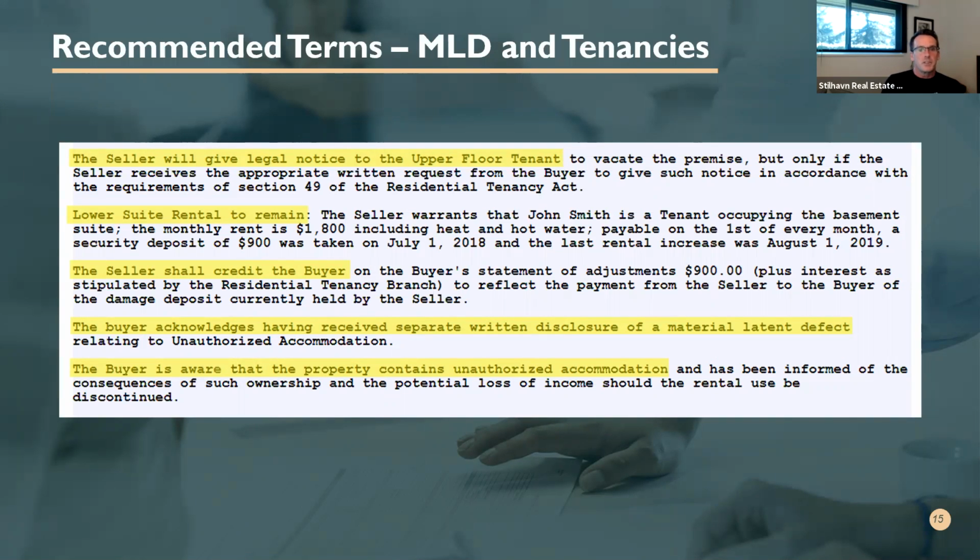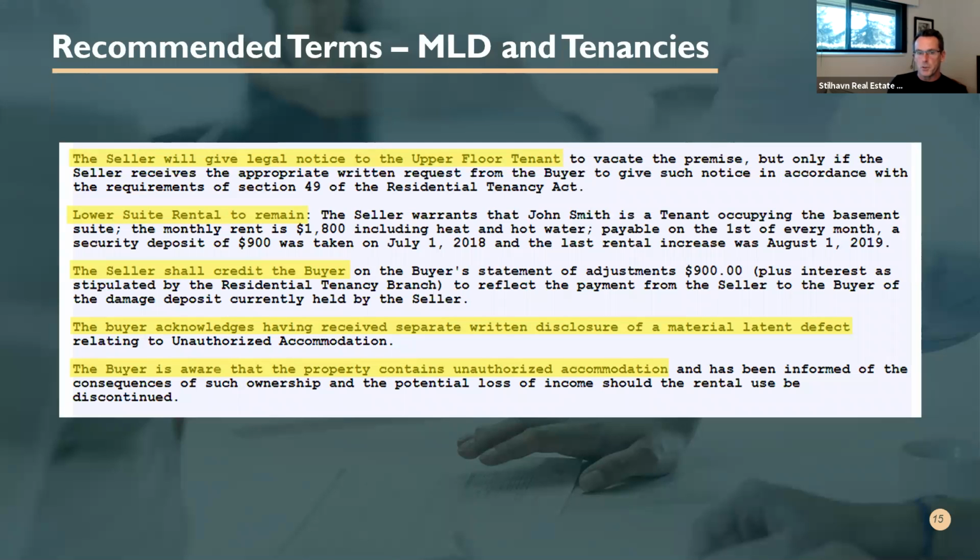So the seller will give legal notice to the upper floor tenant to vacate the premises, but only if the seller receives the appropriate written request from the buyer to give such notice in accordance with the requirements of Section 49 of the Residential Tenancy Act. So please make sure you add this to your contract if you're expecting vacant possession. I know some of you make other arrangements, mutual agreements to end tenancies, and that kind of stuff, which is all fine as long as you make sure that you get a copy of it and you know that the tenant is actually leaving early.